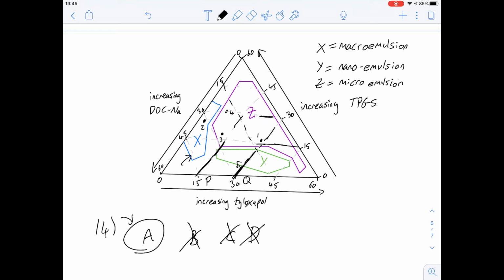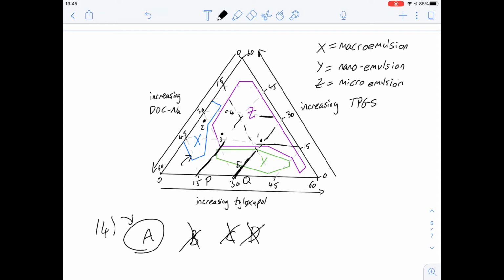If we look at B, then it says P must be a macroemulsion, which obviously is untrue. And then Q must be a microemulsion. And it's that "must be" that I want to point out, because it could also be a nanoemulsion, because it's going through this Y region at some point too. So that means our answer could either be C or D.